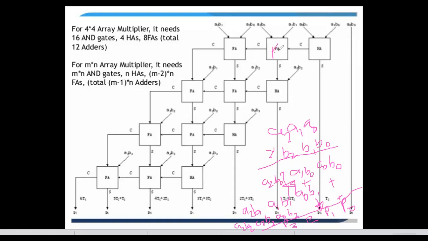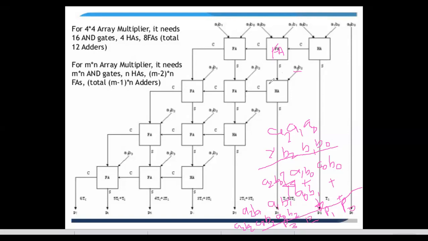It is the full adder. For the full adder, 3 inputs are there: the carry out from the previous one, and the next two things, A2 B0 and A1 B1. These two and the carry out of the previous are given to the full adder. This sum, and the next input A0 B2, are given to the next half adder. The sum of this is the product P2.